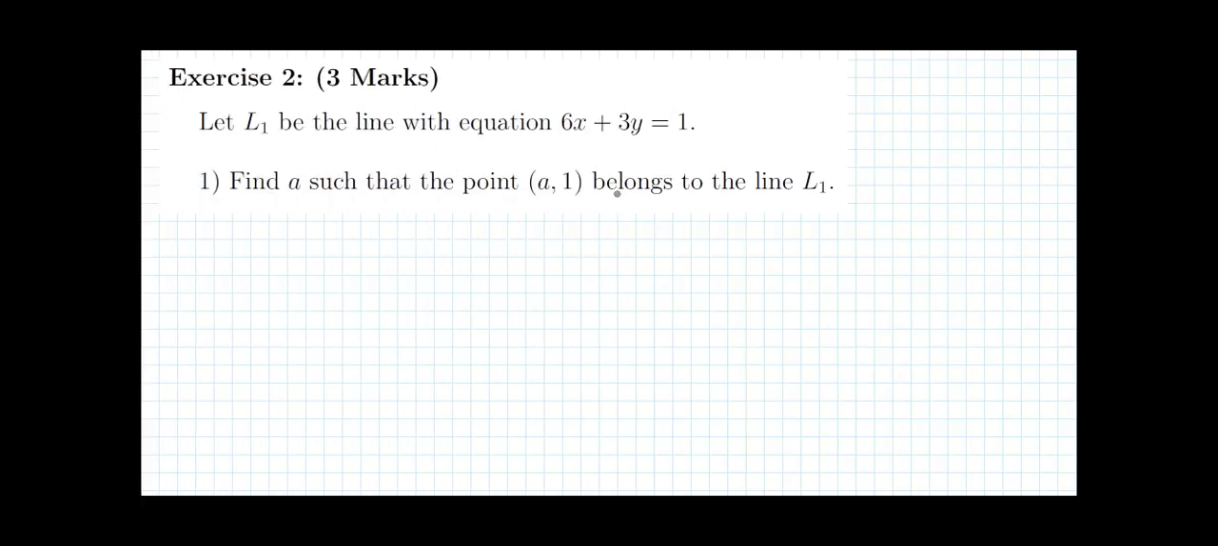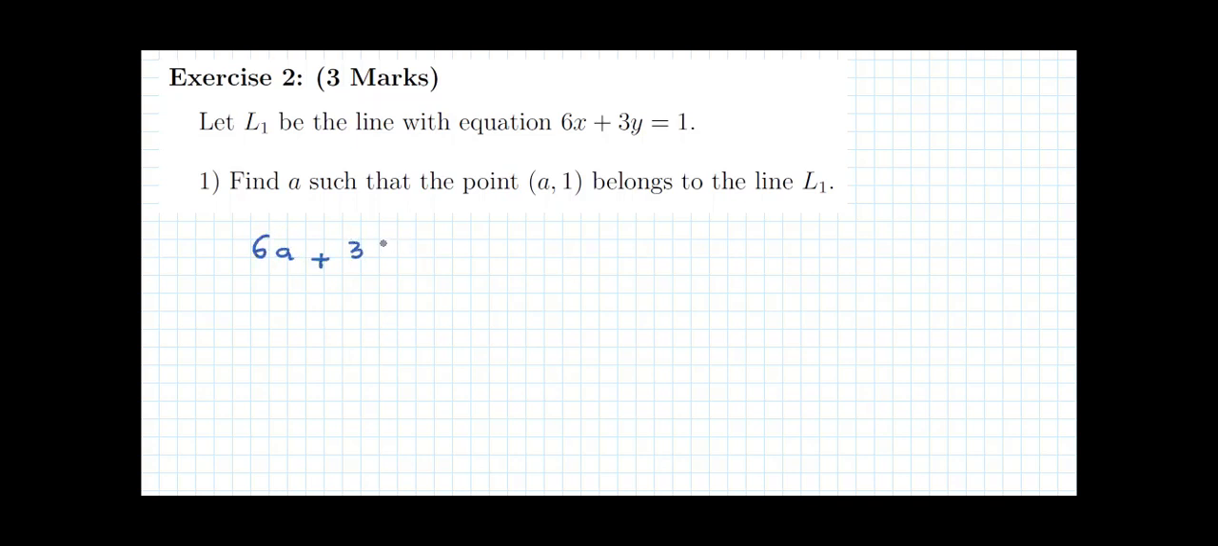In exercise number 2, we consider a line L1 with equation 6x plus 3y equals 1. In the first question, we should find the value of a parameter a such that the point with coordinates (a, 1) belongs to the line L1. Here we must use the fact that a point belongs to a line if its coordinates verify the equation of the line. So we should replace x by a, then y by 1, and solve this equation for a.